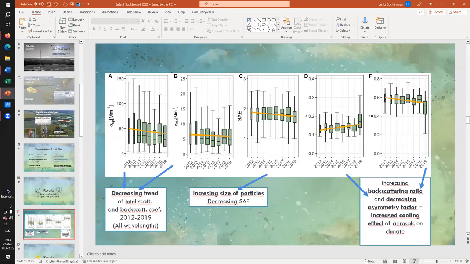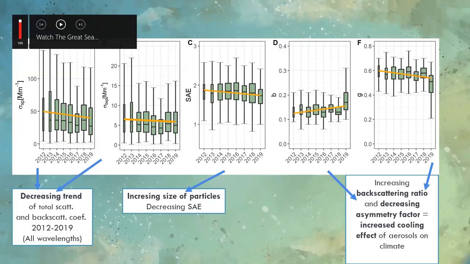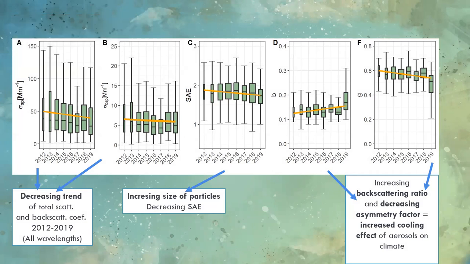If we look at the very left-hand picture, we can see that the error bars are quite large, and the tendency is not very much expressed. So do you think it makes sense to say that the trend is decreasing? Well, I tested it with statistical tests, and the trend was statistically significant. Okay, thank you. Welcome.